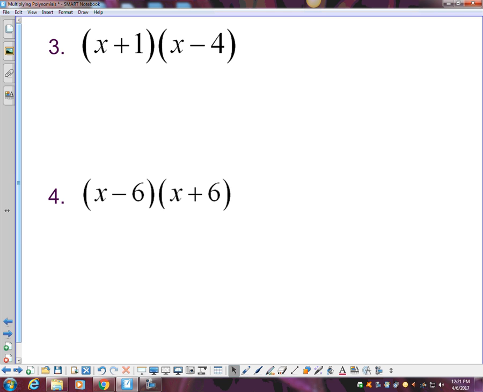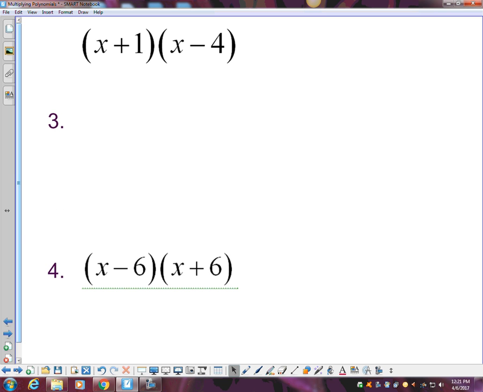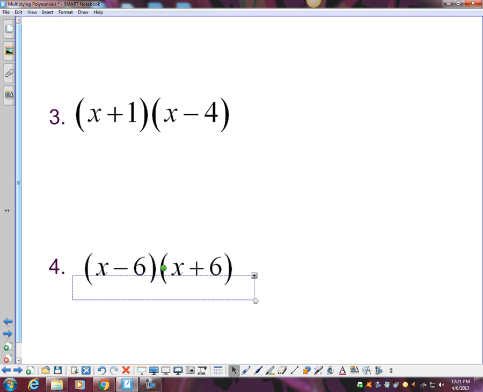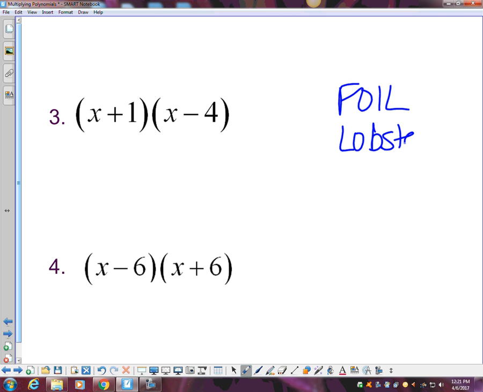Okay, now number 3 is 2 terms times 2 terms. There we go. Okay, so teachers call this different things. They'll call it FOIL. Sometimes I'll refer to this as a lobster, and I'll explain why in a second. The FOIL is first, outer, inner, last. Okay, watch.